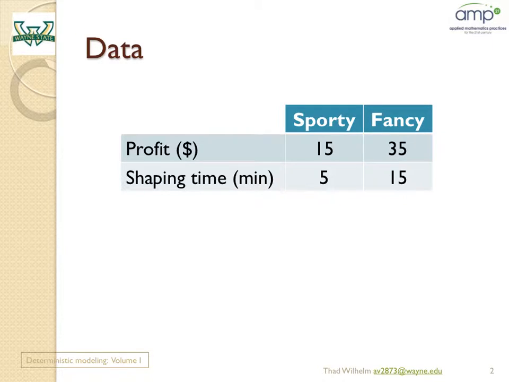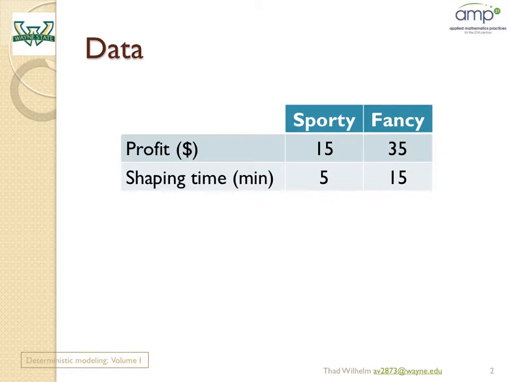If this was a number like 80, to go from 15 to 80, you're making almost 6 times the profit. Well, it only takes 3 times as long to make it. So it makes more sense to make the one that gives you 6 times as much profit if it only takes 3 times as much time to make it instead of 6 times as much. So you can think about that already.